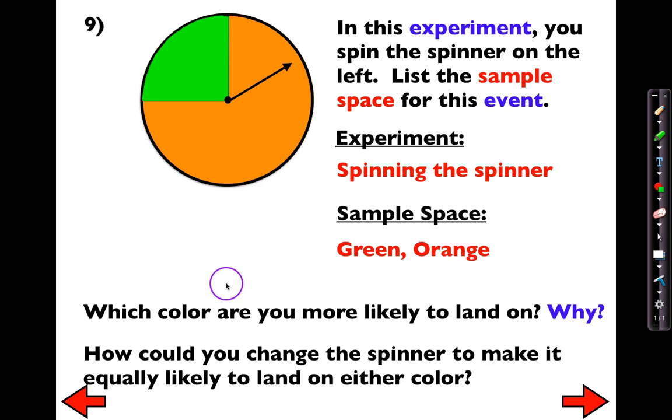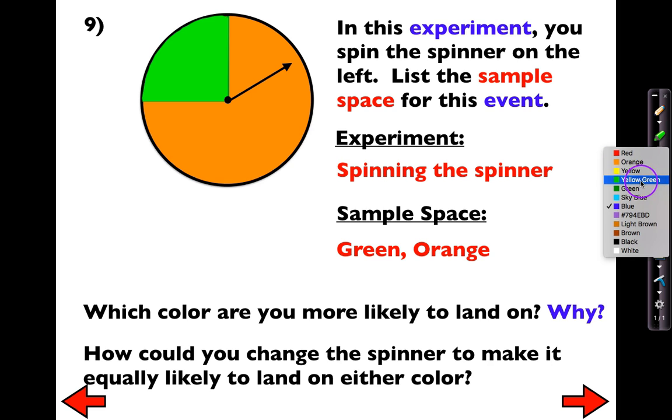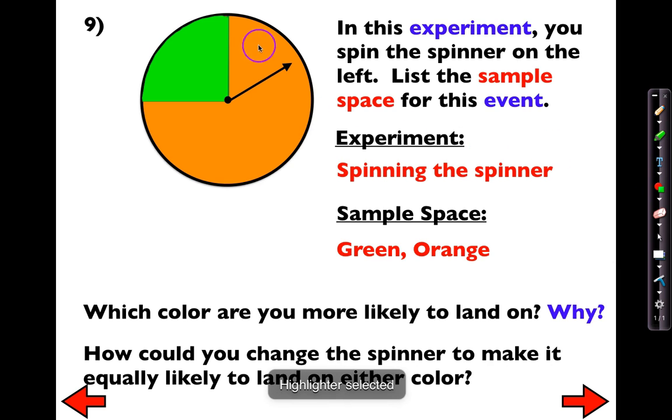Now, how could you change the spinner to make it equally likely to land on either color? Well, in order for that to happen, we're going to have to change the coloring of the spinner. We would want to make it half orange and half green. So if I shade this back into green instead of orange, if this was perfectly half, then I can go ahead and say that now it is equally likely to spin on either orange or green.